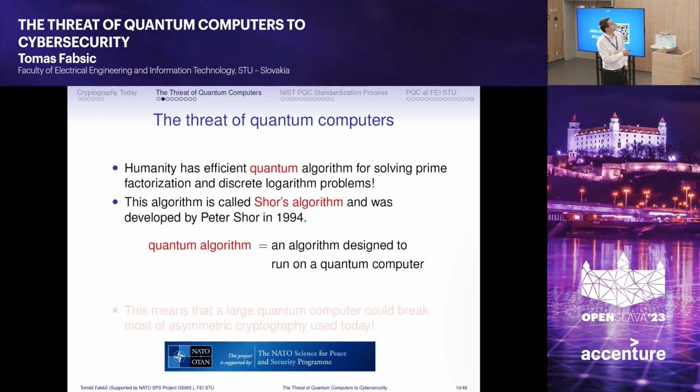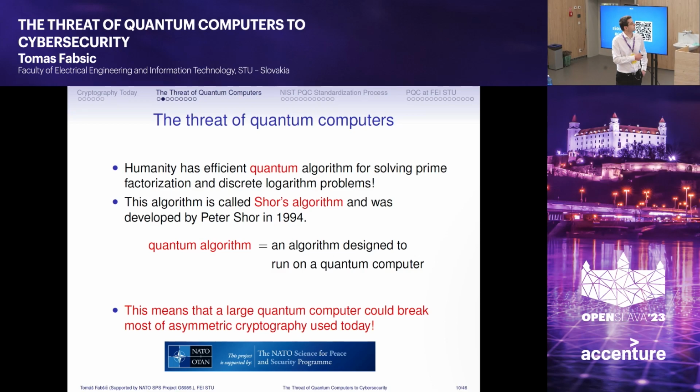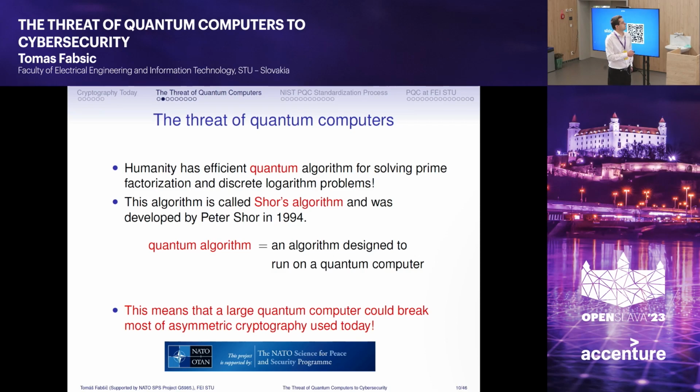So, although we don't have a classical algorithm for solving prime factorization and discrete logarithm, already since 1994, it is known that if we had a large quantum computer, then we could solve the prime factorization problem or the discrete logarithm problem efficiently using the so-called Shor's algorithm. It's named after its inventor, Peter Shor. And what this means is that if we had a large quantum computer, then we could break most of asymmetric cryptography which is used today. So we could break all the encrypted communication on the internet, basically.